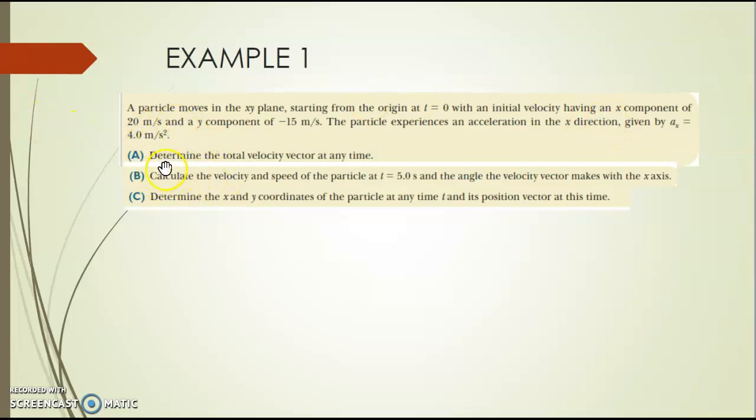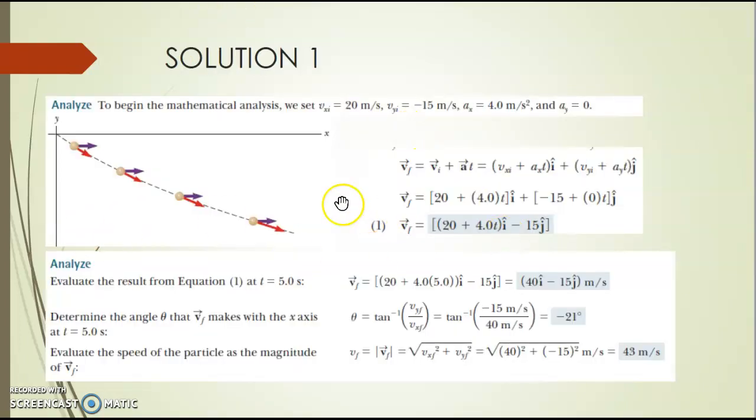Now, we are asked to determine the following. Letter A, the total velocity vector at any time. So, we're expecting an equation for this one. Letter B, calculate the velocity and speed of the particle at time equal to 5 seconds and the angle the velocity vector makes with the positive x-axis. Letter C, determine the x and y coordinates of the particle at any time t and its position vector at this time. So here is the solution.